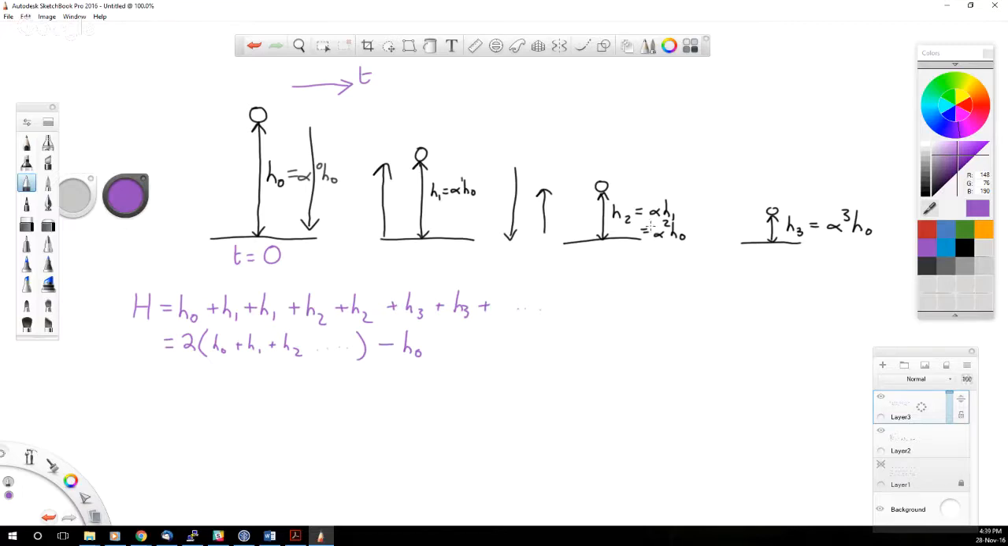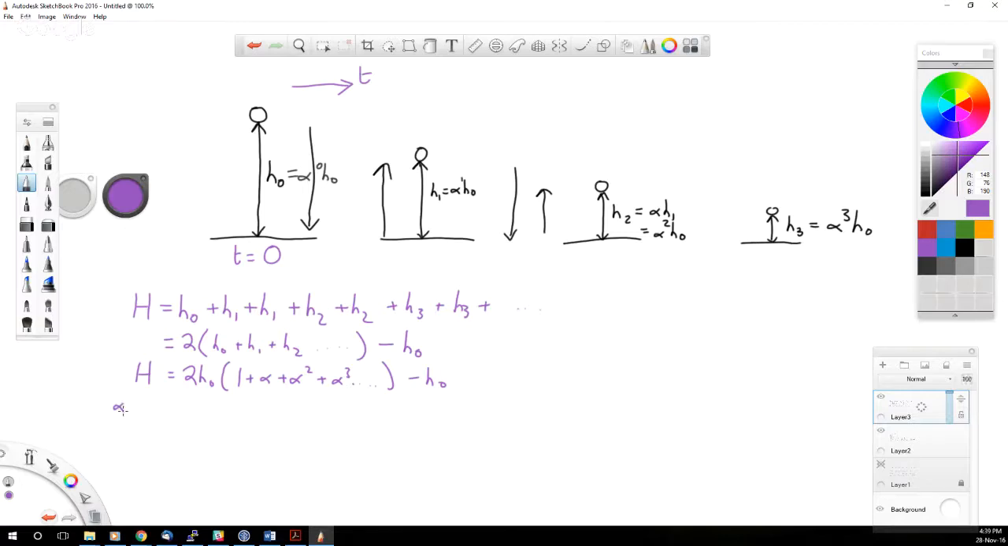And we can rewrite this in terms of alpha and n. So that's 2, bringing the H0 out of the brackets, 1 plus alpha squared plus alpha cubed at the top. And we've still got this minus H0 at the end. So that's H. Now, we don't like this infinite series. We want to get rid of it. But we can see that each term is just alpha times the previous term.